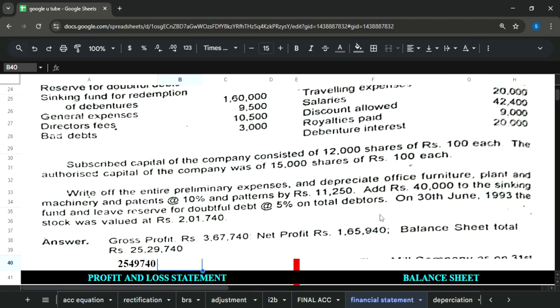It means all depreciations mentioned over here are calculated and recorded in their due places. Next, add rupees 40,000 in sinking fund and leave reserve. Okay, these are two different things. Add 40,000 to sinking fund. Sinking fund is your liability, so we had decided all new reserves related to liability are part of the appropriation side.